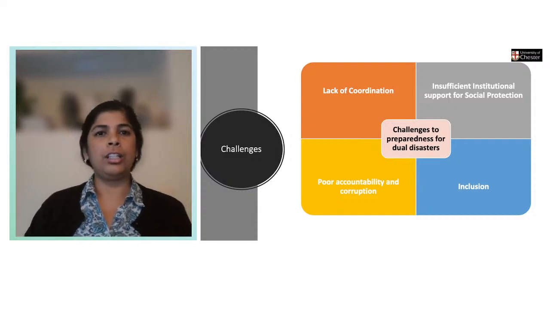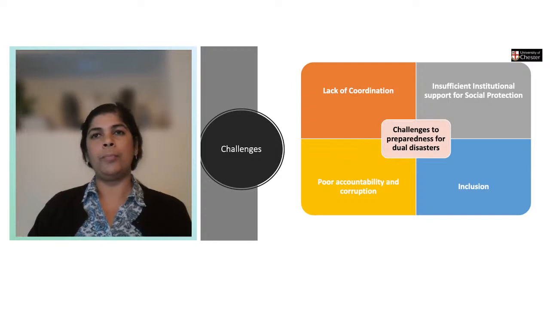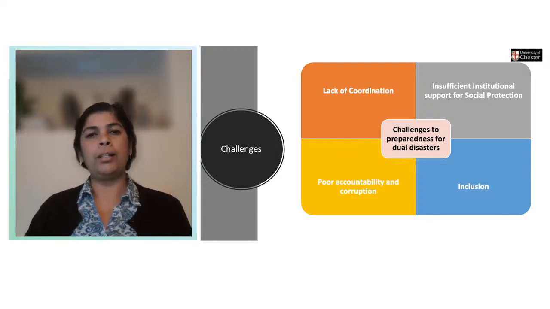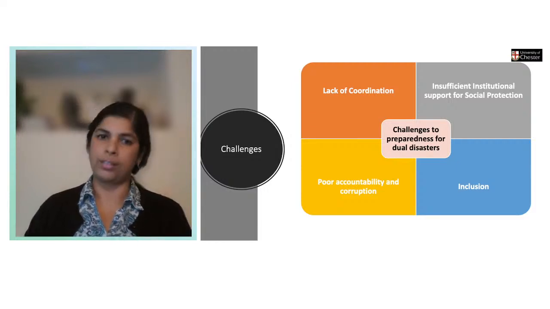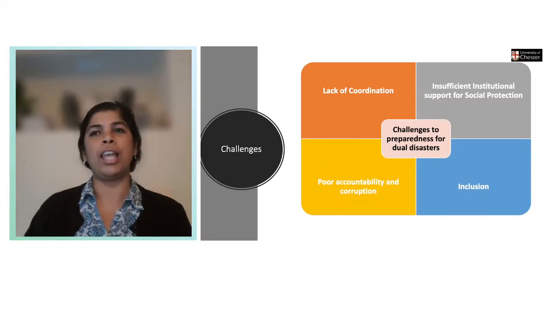And additionally, not everyone received the relief money, because the money was distributed based on some people deciding that they are the ones who will decide who gets the money and who doesn't. So there was a problem of poor accountability and corruption.